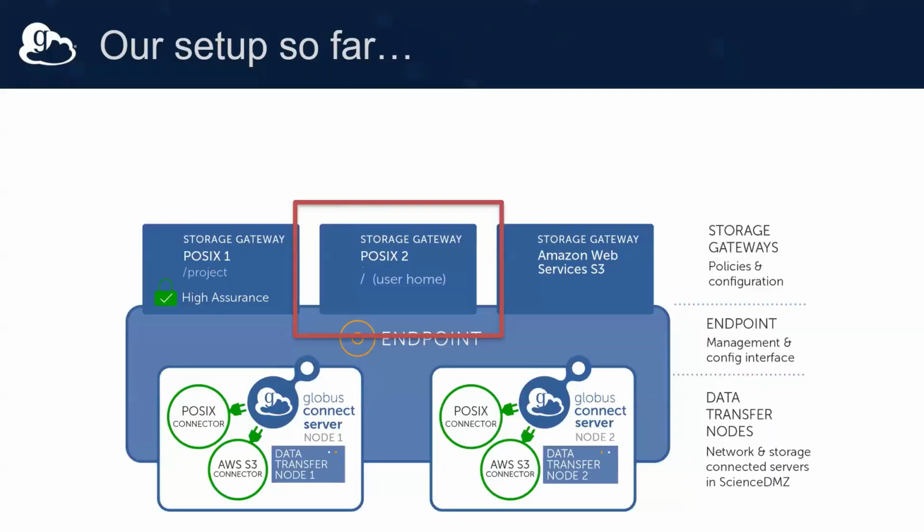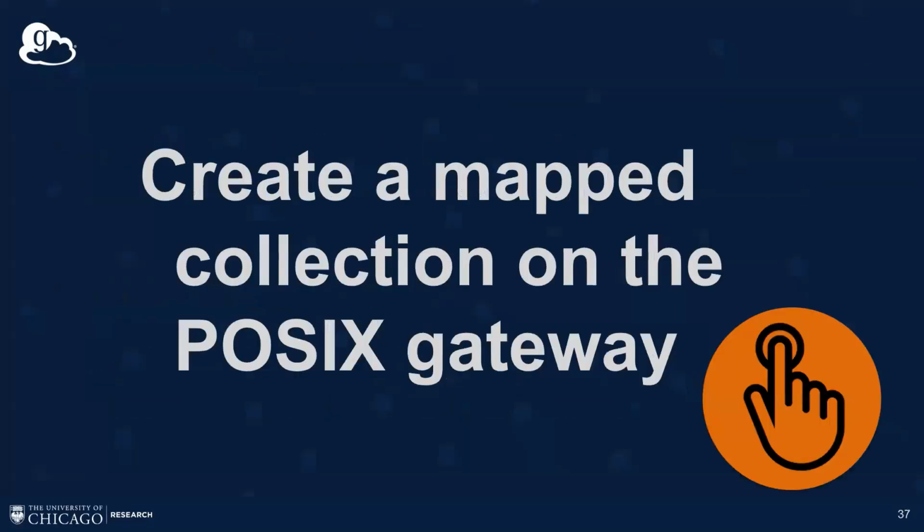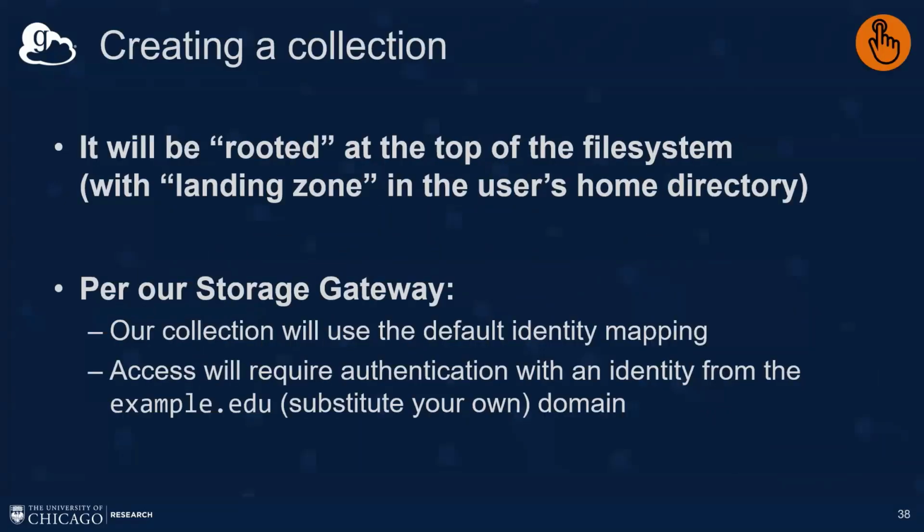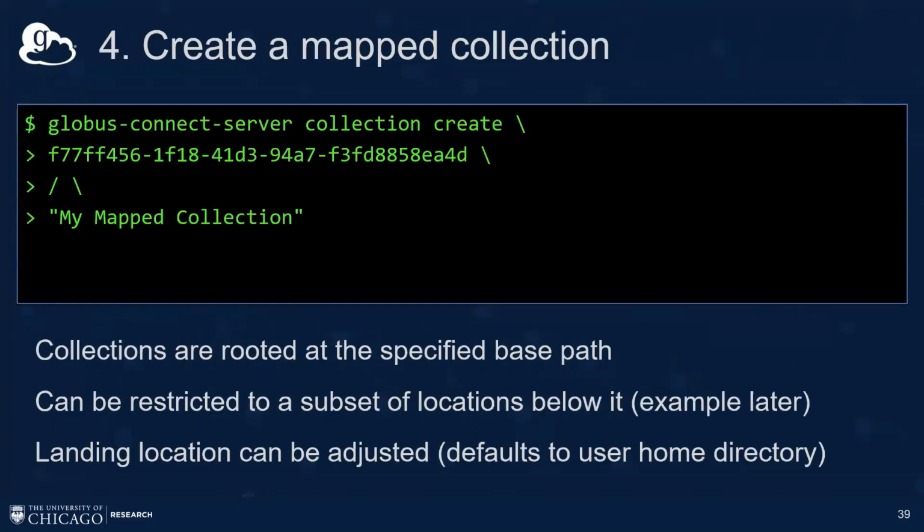Okay, so thus far we've done the endpoint, we've done the DTN, we have a storage gateway with policies. Now we need to create a mapped collection on that storage gateway. So we need to decide where that collection will be routed on the file system, where the landing zone will be. The policies are already configured in the storage gateway.